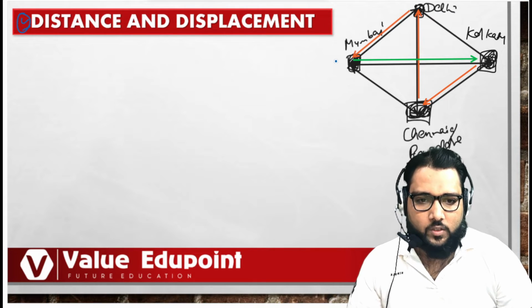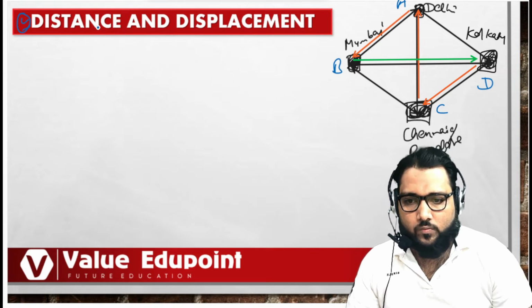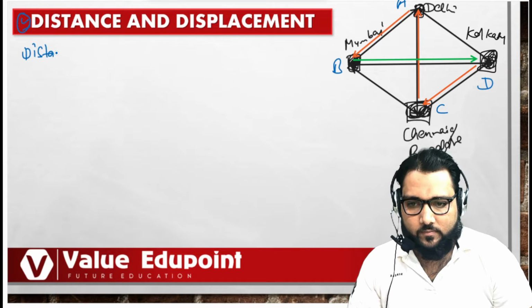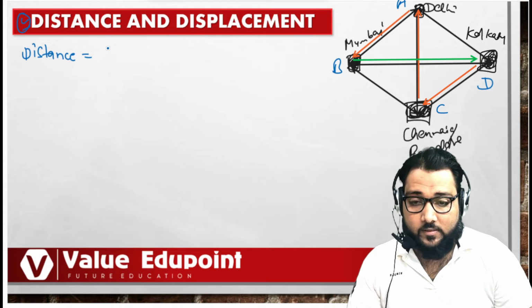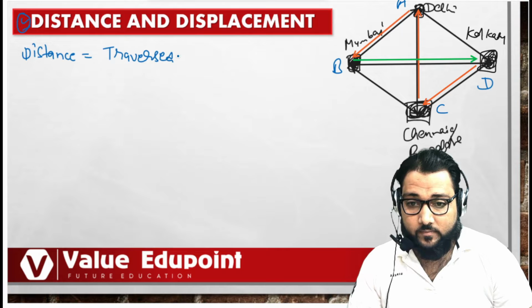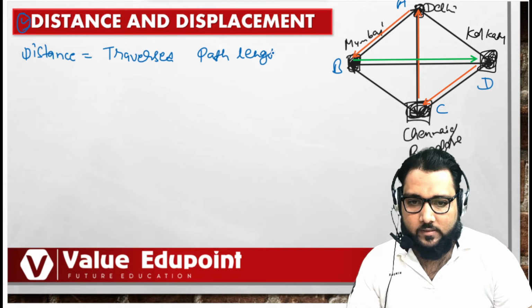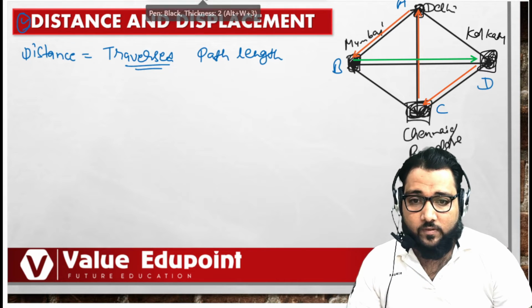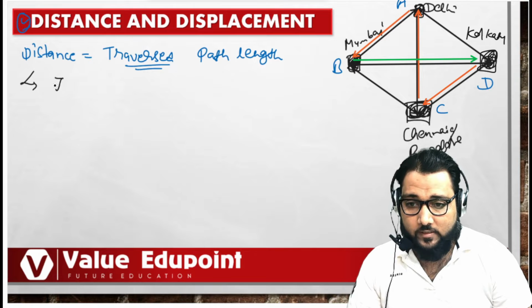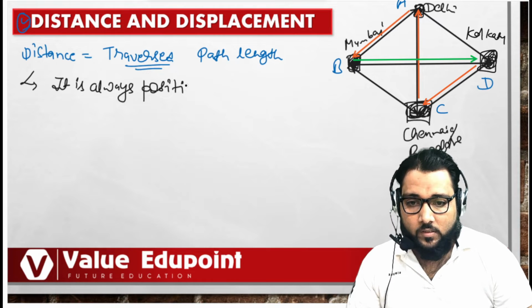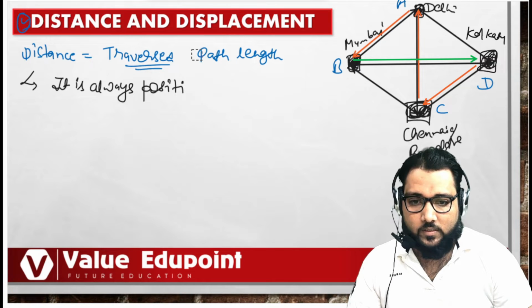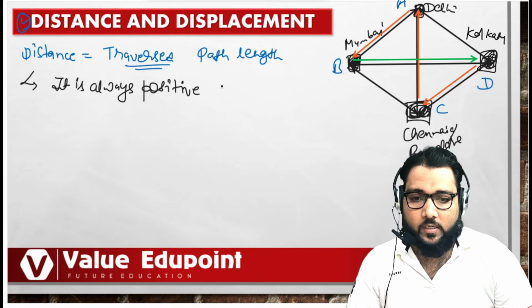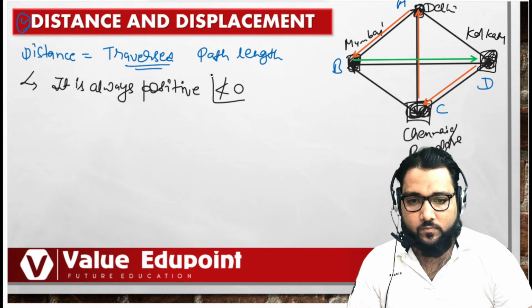So now look at this. I'm marking these points: this is the point A, this is the point B, this is the point C, this is the point D. Is it okay, guys? So now, what is the distance? Simply, the distance is the traversed path length. And the feature of distance, that is very important: it is always positive, guys. It cannot be negative.